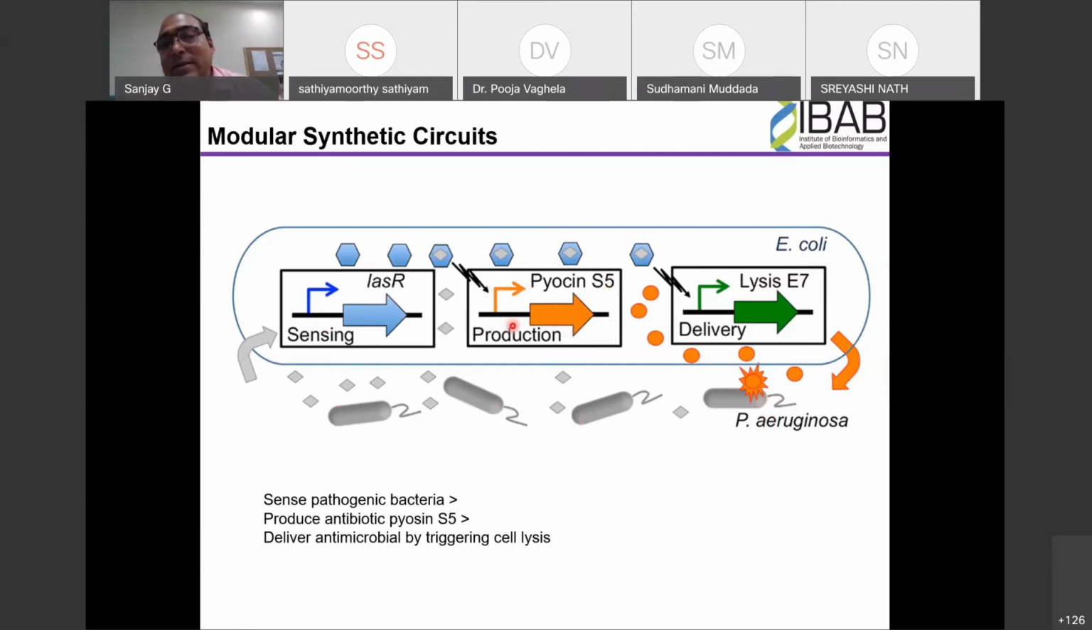But you have to see that once this antibiotic is made, it is within the E. coli. How is it going to be delivered to the Pseudomonas? This antibiotic synthesis is dependent on the chemical secreted by Pseudomonas. But for delivery, if the concentration of this protein is high, it will lead to lysis of E. coli. So the cells will kill and lyse themselves, and this antibiotic, pyocin, is made and locally given to the Pseudomonas. So whenever this E. coli sees Pseudomonas, it will make the antibiotic, lyse itself, and kill the Pseudomonas infection then and there. This is a nice example of how these modular synthetic circuits can be used for killing pathogenic bacteria.